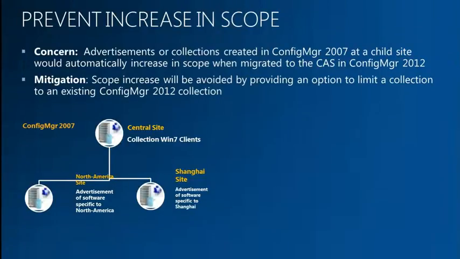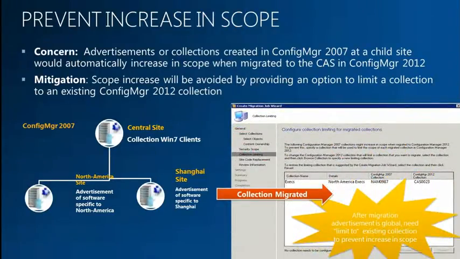But remember, in 2012, if I were to migrate that collection over, all Windows 7 systems to 2012, it's flat. It's going to be evaluated by all sites. So it's going to greatly increase in scope. So you need to limit that particular collection. So within our console, we have that collection limiting page where you could specify a collection to limit it to. So the reason for that is you don't want to have an increase in scope.